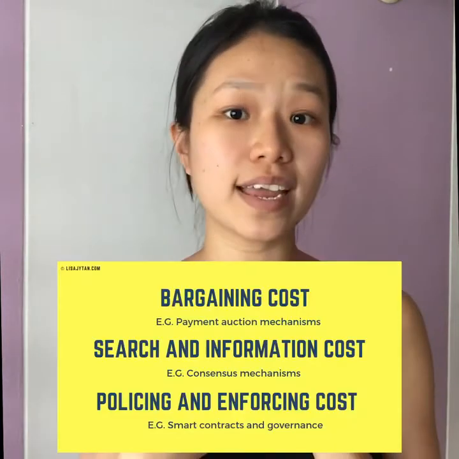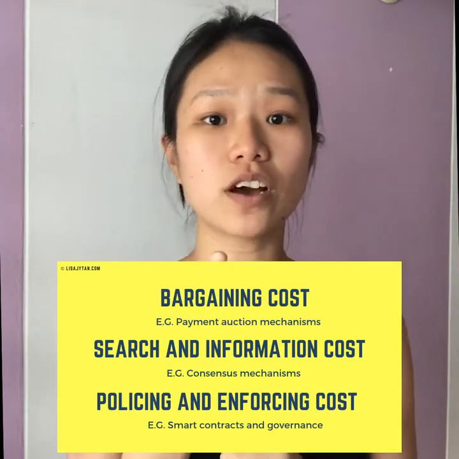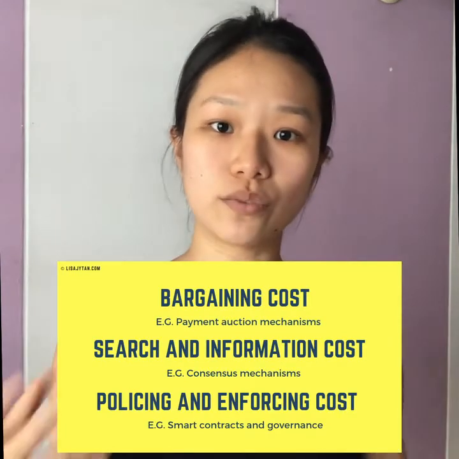And lastly, you have policing and enforcing cost. Policing and enforcing cost is interesting because in the real world we have lawyers and the legal justiciary system to enforce all these kinds of agreements and trust between parties. But in the blockchain world, these are outsourced to different kinds of governance or even different kinds of smart contracts. So this reduces the cost by a lot, and now things are a lot cheaper, and that is how blockchain reduces transaction cost.